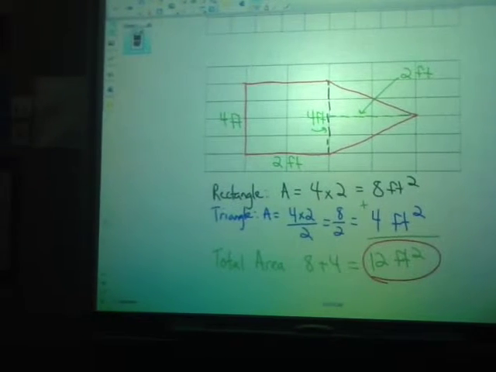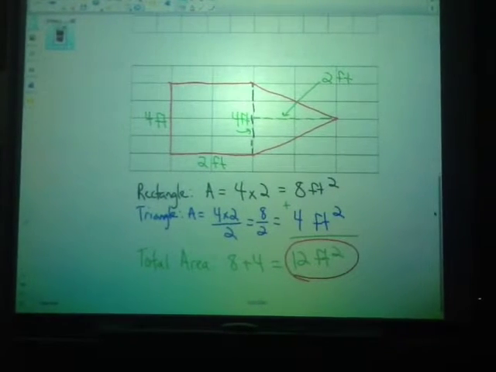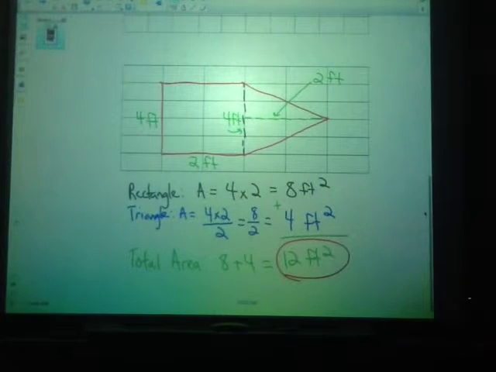And last but not least, I actually have done an example for you of a composite figure. And notice I labeled the rectangle on the left. The height is 4 feet, and then the base would be 2 feet. The area for that is in black below, so the area would be 4 times 2, which would be 8 feet squared.